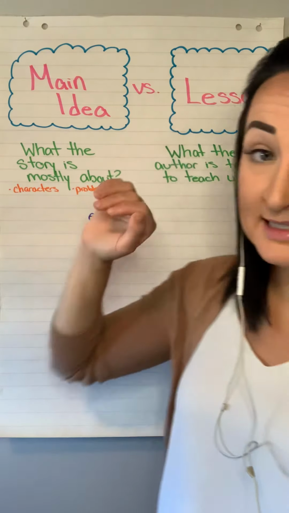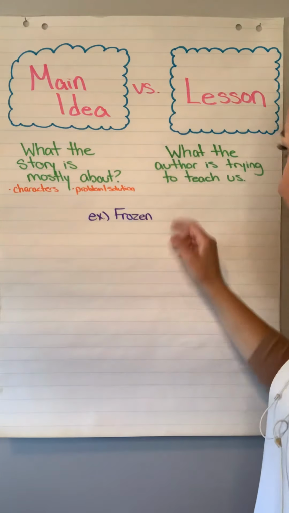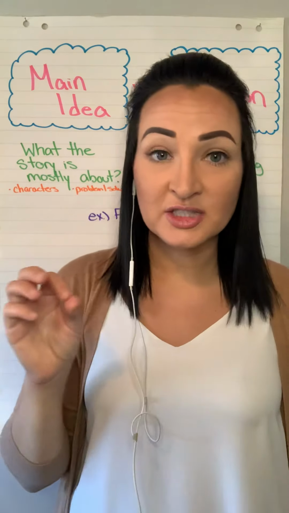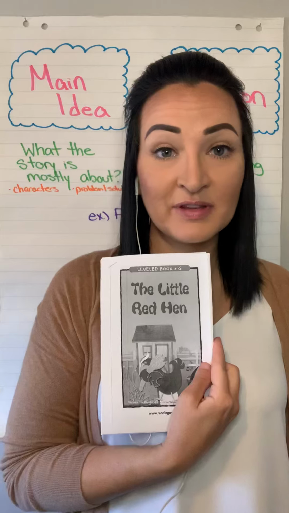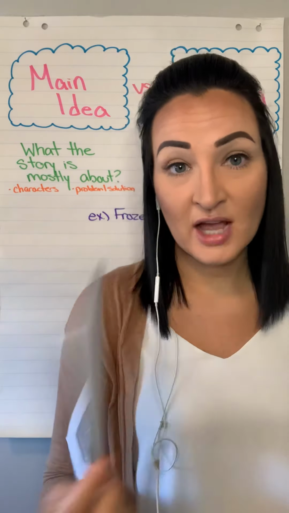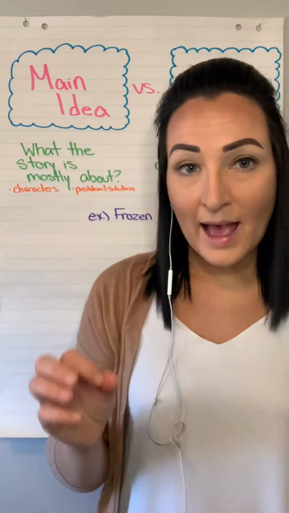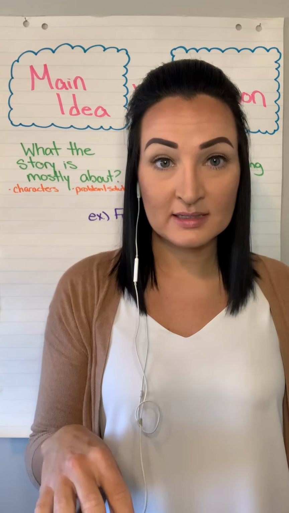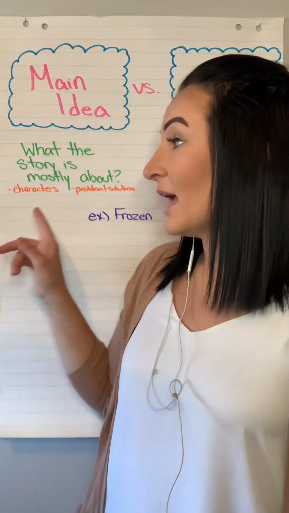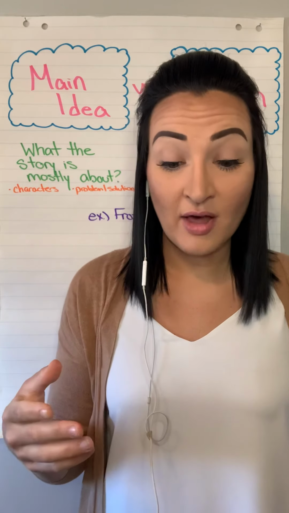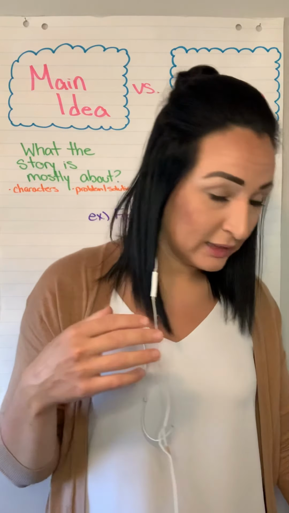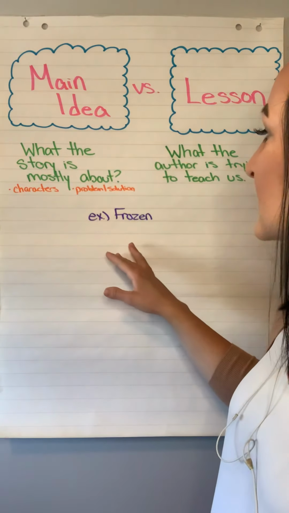The lesson is different. The lesson is what the author is trying to teach us. So, in this story, there is definitely a lesson. The author is definitely trying to teach us something. While we might not mention specific characters or things that happen in the story when we're talking about the lesson, we have to think about them because that's our evidence. That's our evidence as to why the author is teaching us what we think they are. So, we'll go through an example.